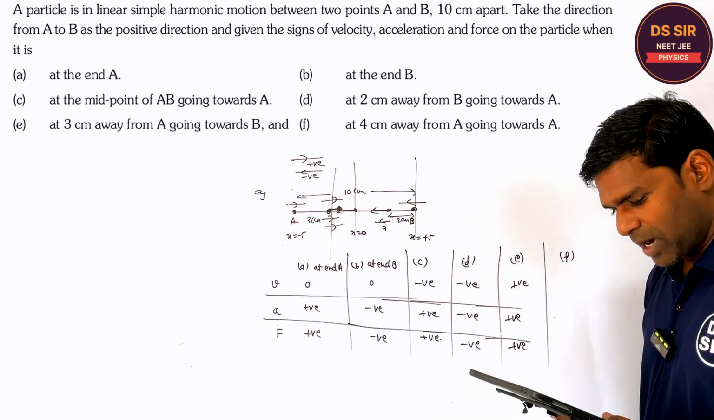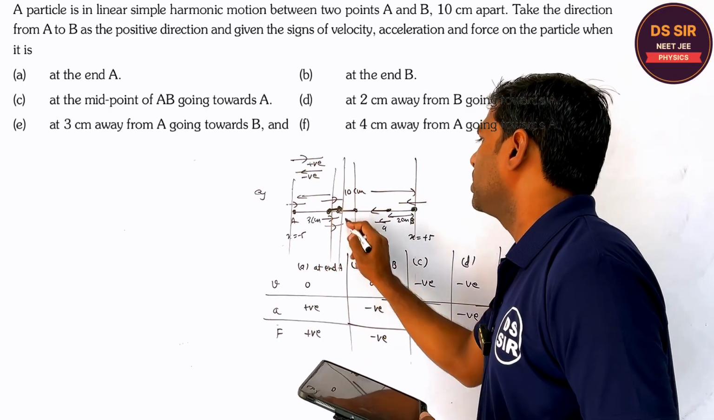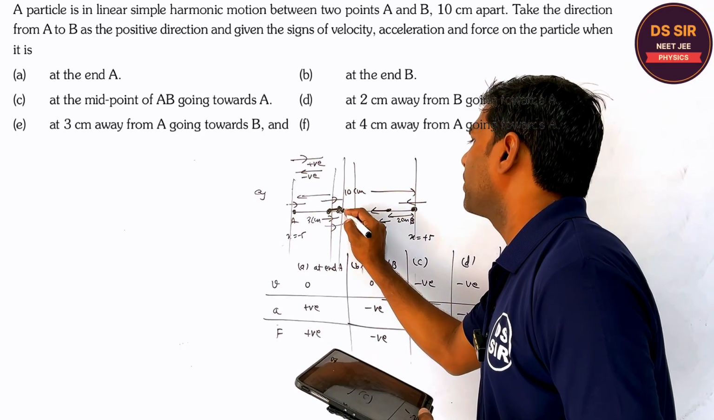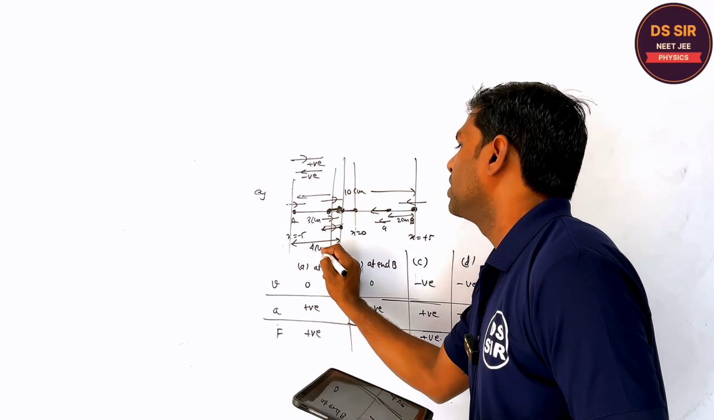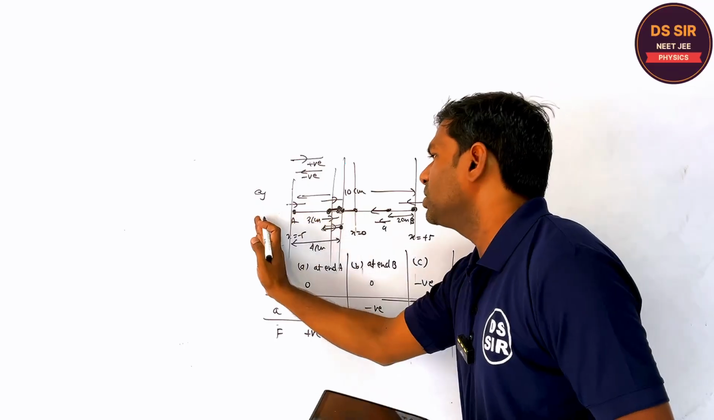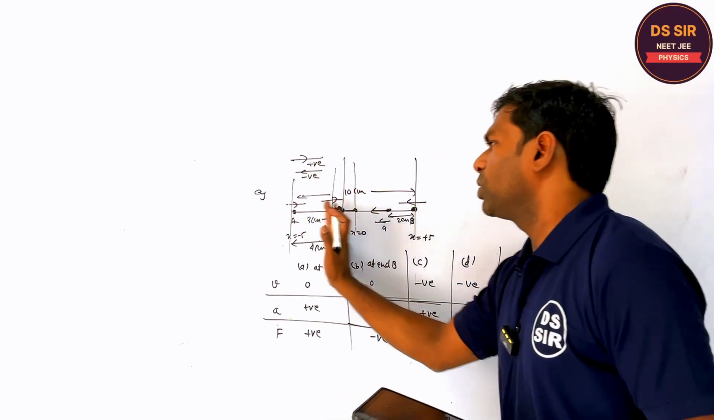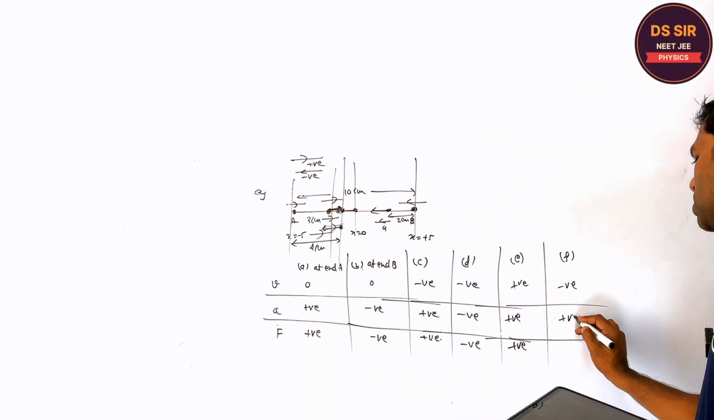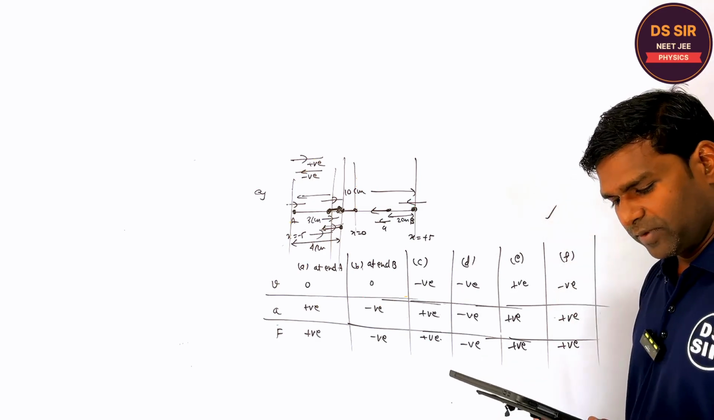The next and last part: 4 centimeter away from A and going towards A. It means the particle is at this point and going towards A. This is the 4 centimeter and towards A. So going towards A, what is the direction of velocity? Say negative. Acceleration is in this direction, positive, therefore force is positive, right? This is the solution of this question.